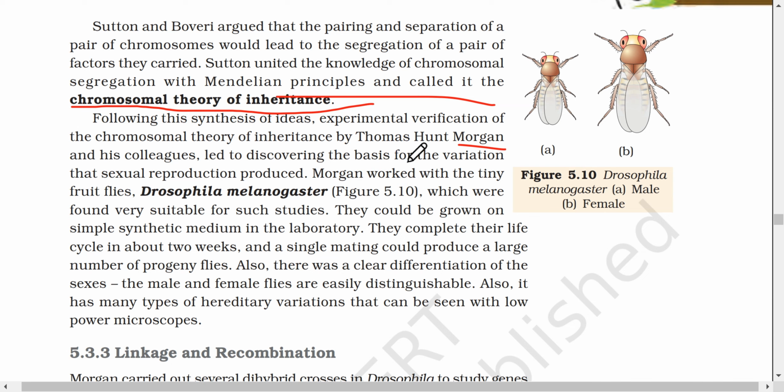Following this synthesis of ideas, experimental verification of the chromosomal theory of inheritance by Thomas Hunt Morgan and his colleagues led to discovering the basis for the variation in sexual reproduction. Where was this variation coming from?